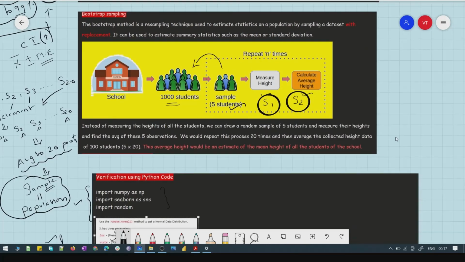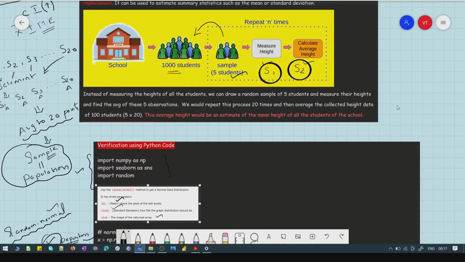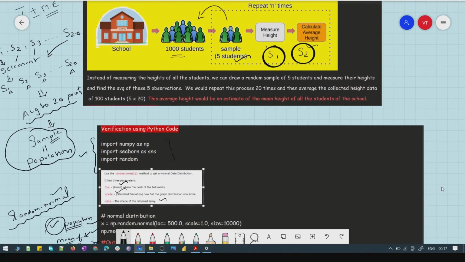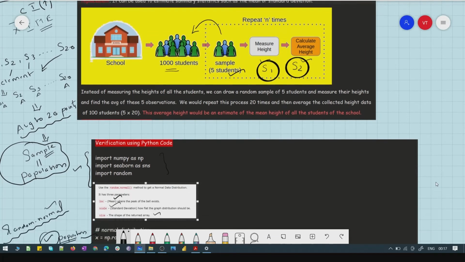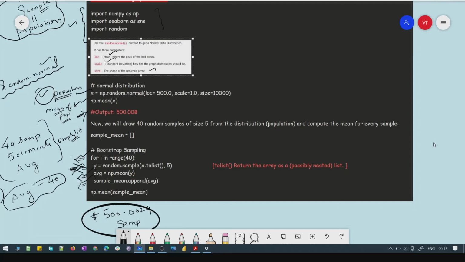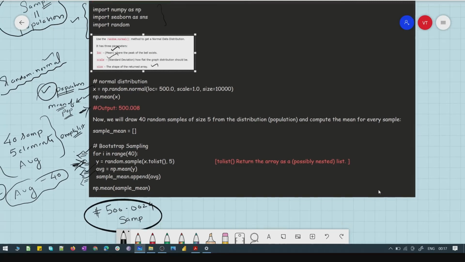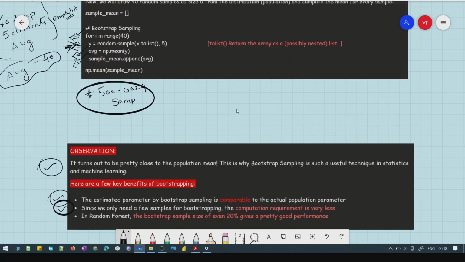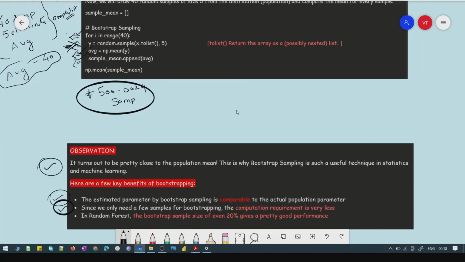We also looked at how this could be verified, or how I can validate my theory about bootstrap sampling. For that, we made use of Python code. It's a fairly simple code. I guess people who have covered my Python class would not find it very difficult to understand the lines of code. Anyway, we went through each and every line of code, and then we finally concluded with observations, right?